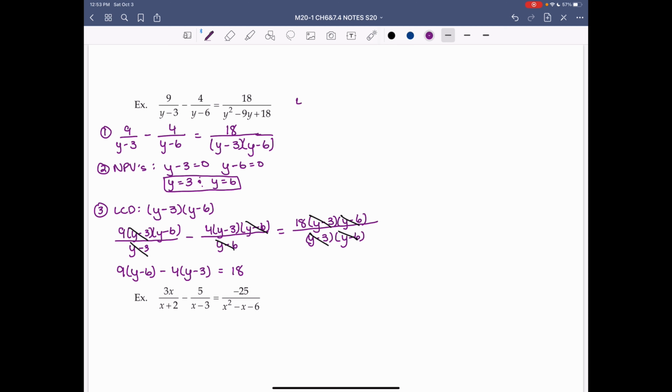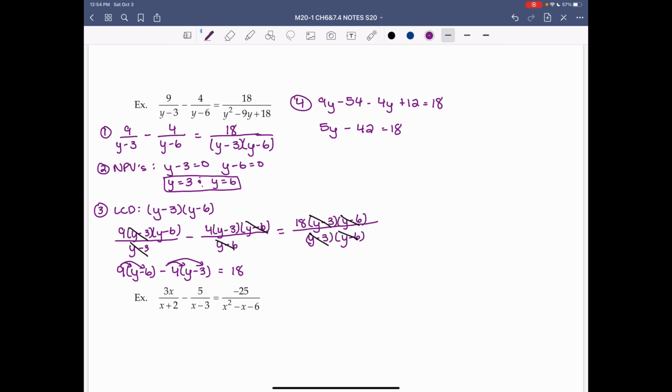Step number 4, I want to solve and simplify. Multiply the 9 into the brackets, the negative 4 into the brackets. We get 9y minus 54 minus 4y plus 12 equals 18. Combine our like terms. 9y minus 4y is 5y. Negative 54 plus 12 is negative 42, equals 18.